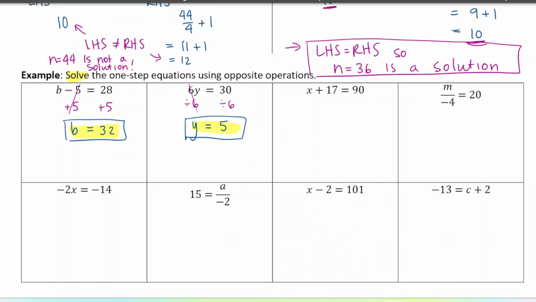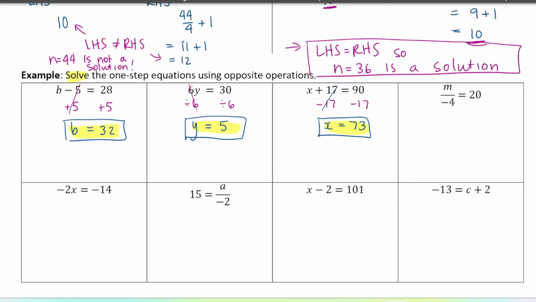We've solved the equation. 6 times 5 is 30. Okay, opposite operation here again. We're adding 17, so we're going to subtract 17 from both sides. So you get x equals 73. 90 minus 17 is 73. The 17's end up canceling on the left-hand side. So we've solved for x.